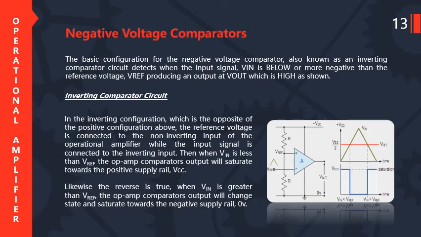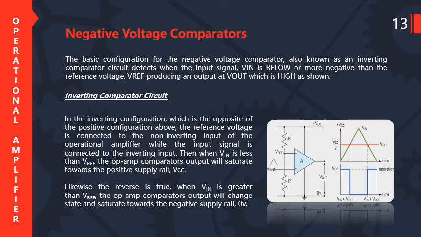In an inverting configuration, which is the opposite of the positive configuration above, the reference voltage is connected to the non-inverting input of the operational amplifier while the input signal is connected to the inverting input. Then when Vin is less than the reference voltage, the operational amplifier comparator's output will saturate towards the positive supply rail VCC. Likewise, the reverse is true.